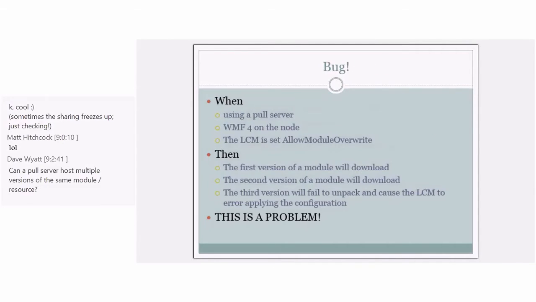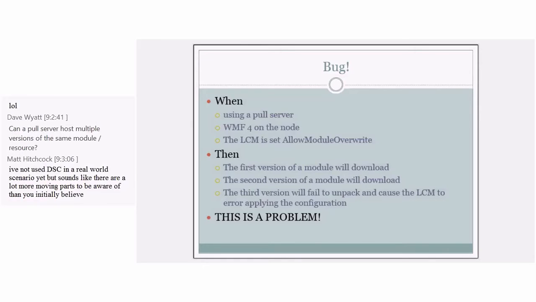And one of the first questions here: can a pull server host multiple versions of the same module or resource? Yes, David, they can. When you package a resource for the pull server, it's just a zip file named with the module name, underscore, module version, .zip. Since you can have multiple, you won't have name collisions; you can have multiple versions of that same module on the server as long as the version number is different.